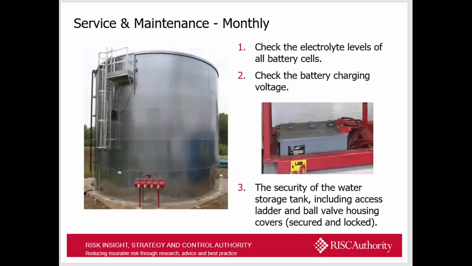Then moving on to monthly. There's a requirement on monthlies that the electrolyte levels of all battery cells are checked. Check the batteries are charging. And the security of the water storage tanks, including the access ladders and the ball valve housings, they're secured and locked. As we come on to a little bit later on in the presentation, you will understand the reasons why security of the storage tanks is very important, and the checking of them is very important, but that comes a little bit later. But again, these monthly tasks are undertaken by the site's trained staff responsible for the sprinkler systems.